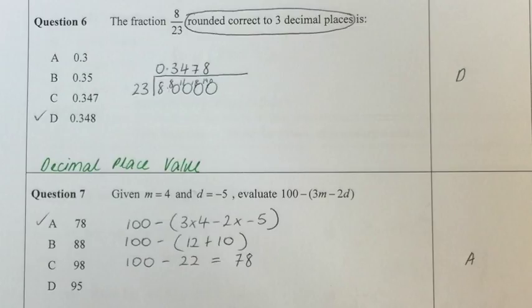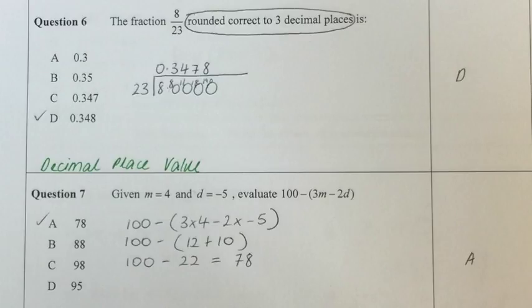How many times does it go into 80? Well, that's 3 times, because 3 times 23 equals 69, and that leaves us with 11 left over. Okay, so 110, how many times does 23 go into that? Well, that's 4 times, and that's taking us to 92, leaving us 18 left over. So how many times does 23 go into 180? Well, that's 7 times. So that's 161, leaving us with 19 left over.